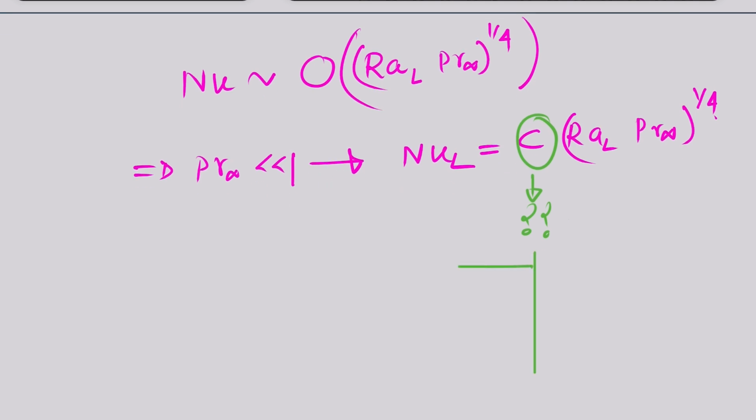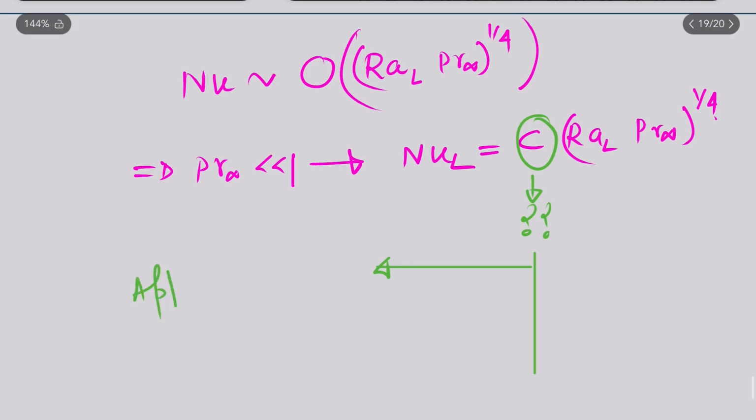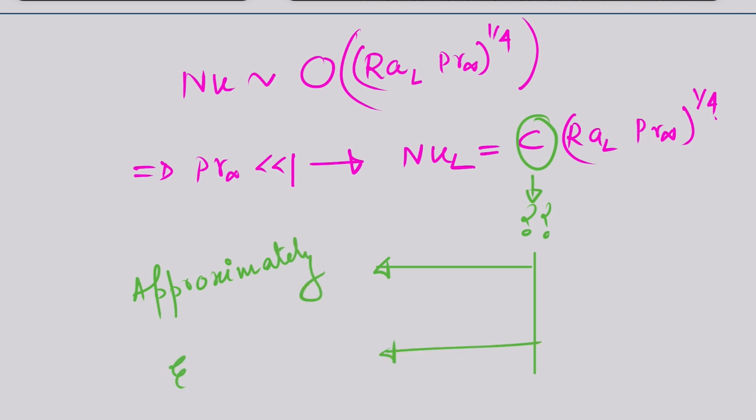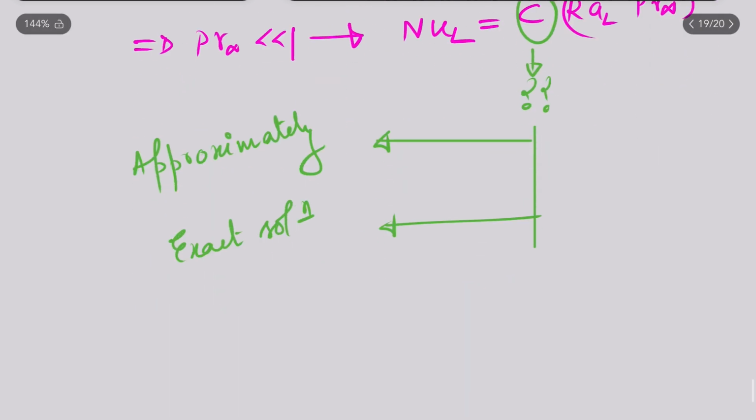One way is approximately. Another way is the exact solution. How can we find it approximately? This method is also called the integral method.